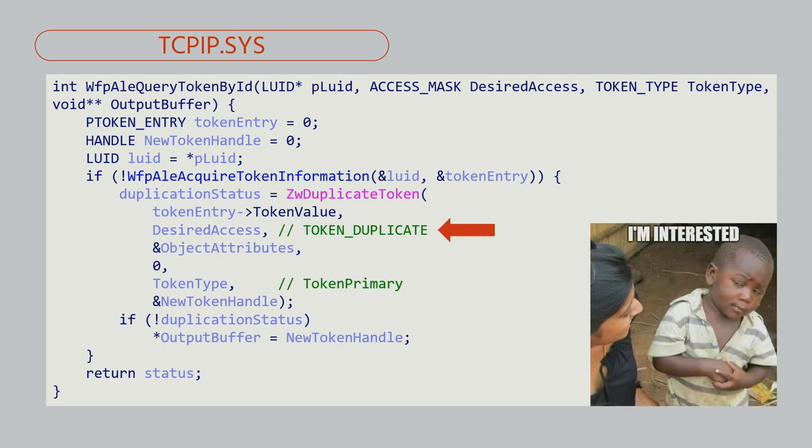This is when I realized I found something interesting. Invoking APIs in the kernel means bypassing user mode hooks. The desired access is hard-coded to be TOKEN_DUPLICATE, and also the token type is hard-coded to be TokenPrimary. If the duplication is successful, we get back the new token handle in the output buffer.